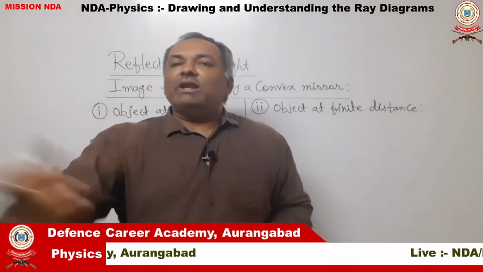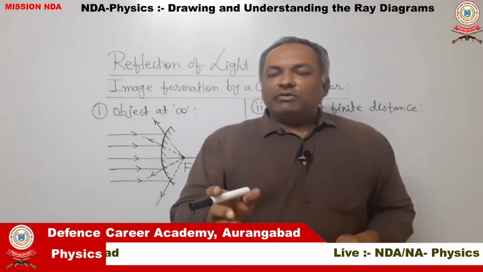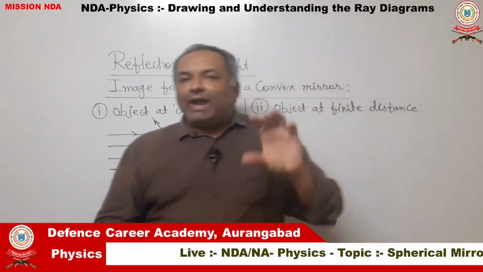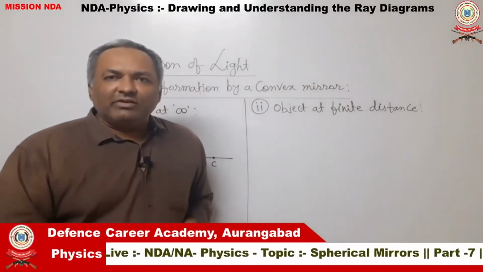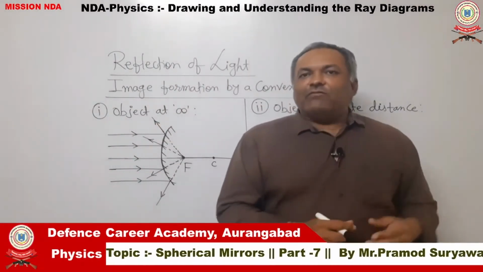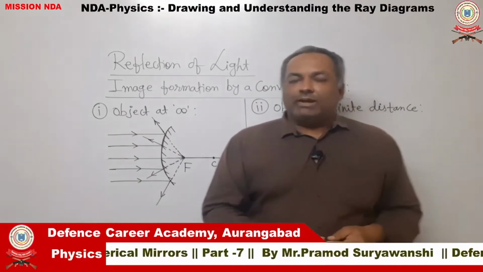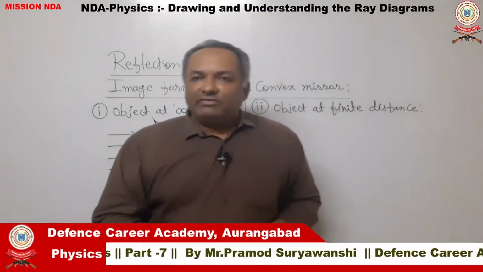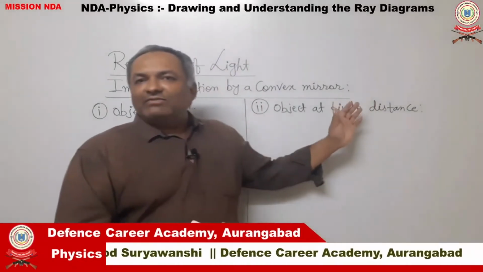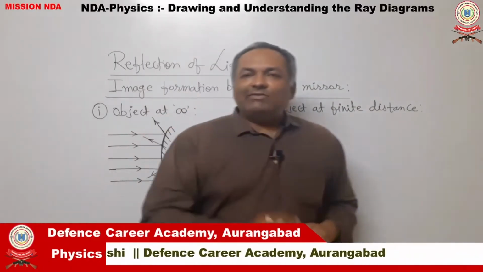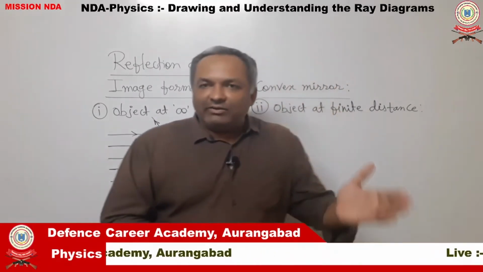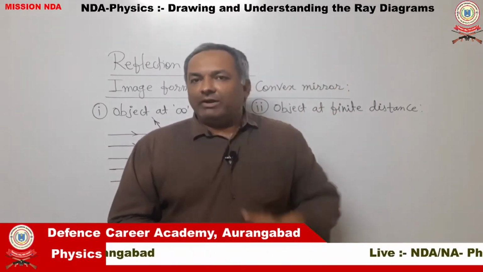So when we say infinite distance, what do we mean? Object distance is very large compared to the focal length of the mirror. When we say finite distance, it means the object distance is not too large compared to the focal length of the mirror. Imagine the focal length of a convex mirror is 10 centimeter. Any object distance from 2 meter to 5 meter can be considered as finite distance. Also, there is no hard and fast criteria for describing an object at finite distance or at infinity.